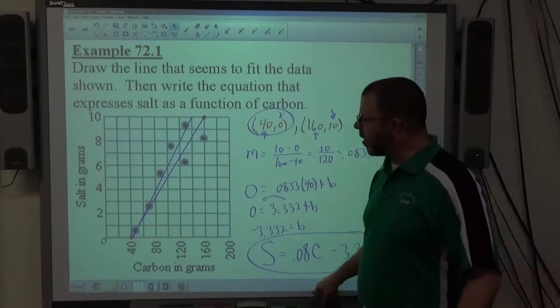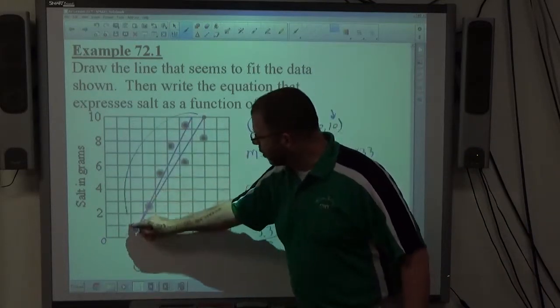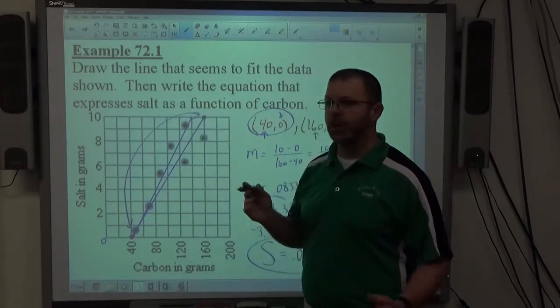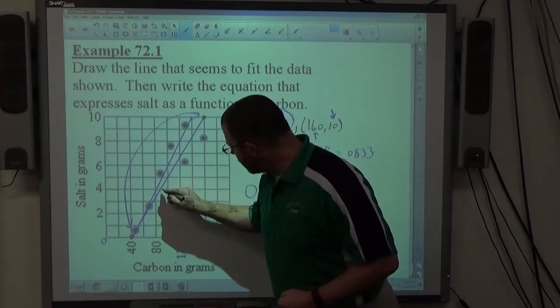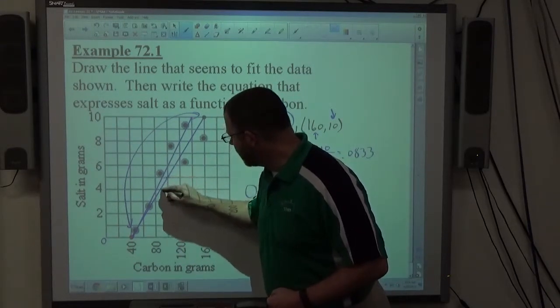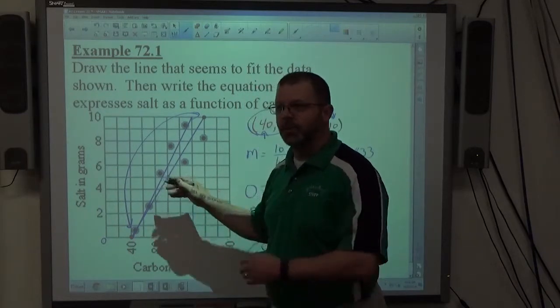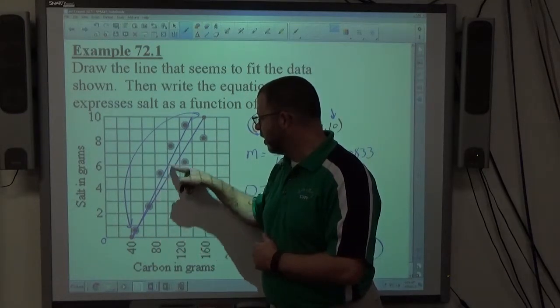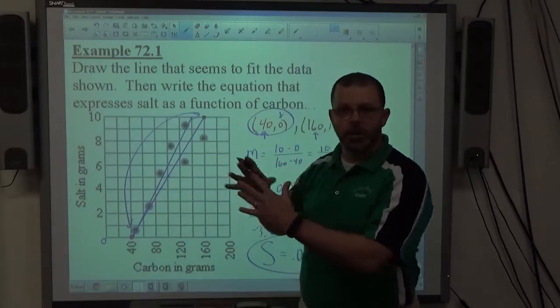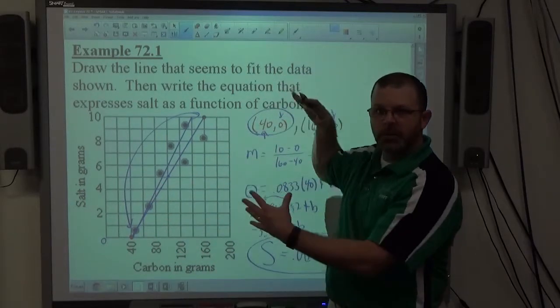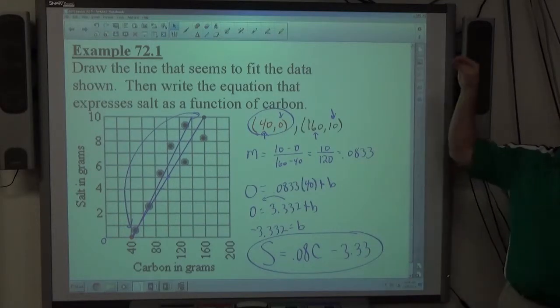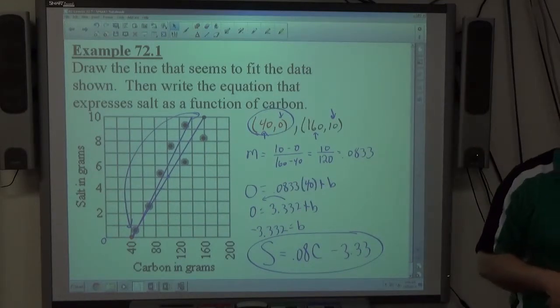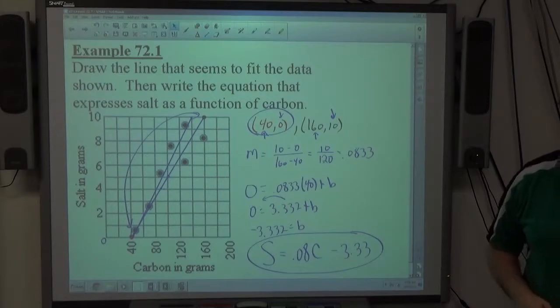One last thing I do want to remind you of: the further away you pick the points from each other, the closer you are going to be to a good answer. If I was to go with this point and this point, and I'm estimating the position of those, if I'm off by a little bit here, all of a sudden it's a lot steeper. So by spreading them out, you're preventing some error in that answer. So pick points way far away from each other. That gives you a much more accurate answer when you do it.